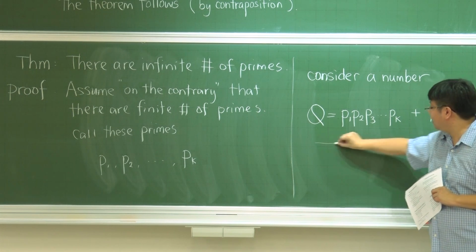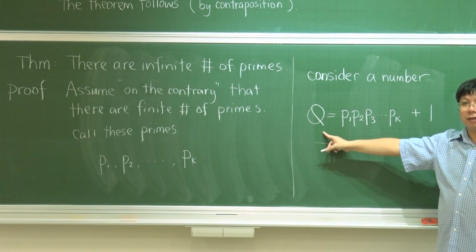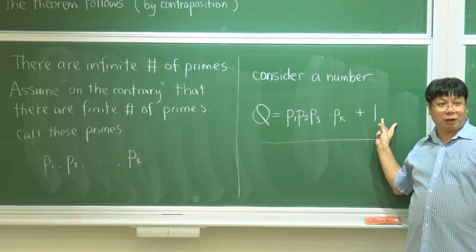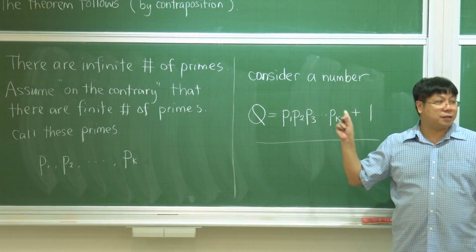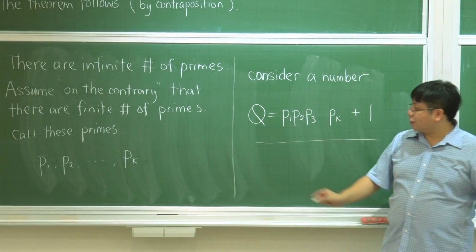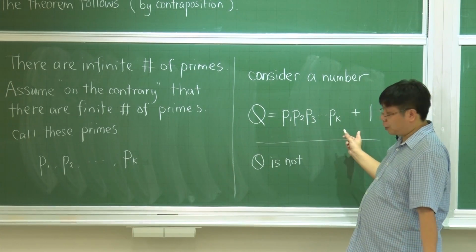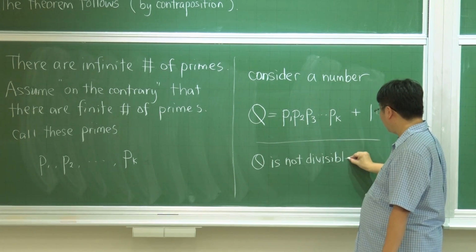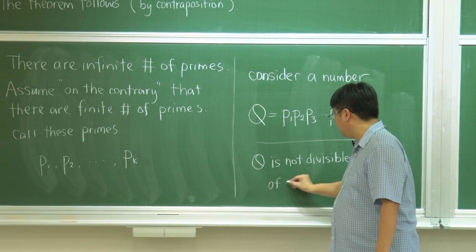Now, if you look at Q, Q is not divisible by P1, because if you divide it by P1, then you have a remainder of 1. Q is not divisible by P2. Q is not divisible by P3. Q is not divisible by any of the primes. Because we construct Q in this way, Q is not divisible by any of the primes.